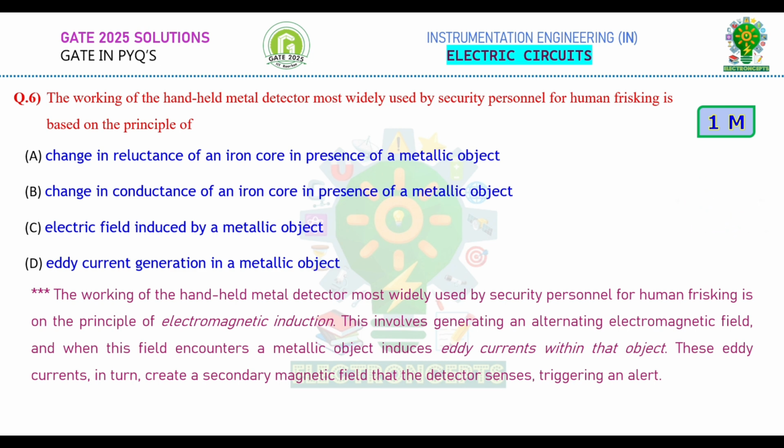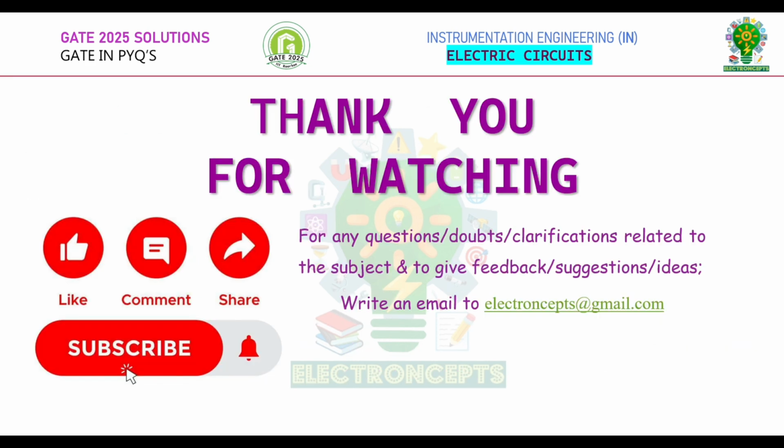This process involves generating an alternating EMF. When this electromagnetic field interacts with a metal object, some eddy currents are induced within that object. These eddy currents in turn create a secondary magnetic field which is detected by sensors, and the sensors trigger an alert. Therefore, from the given options, we can say that the working of handheld metal detectors used by security personnel for human frisking is based on the principle of eddy current generation in the metal object. Therefore, option D is correct.